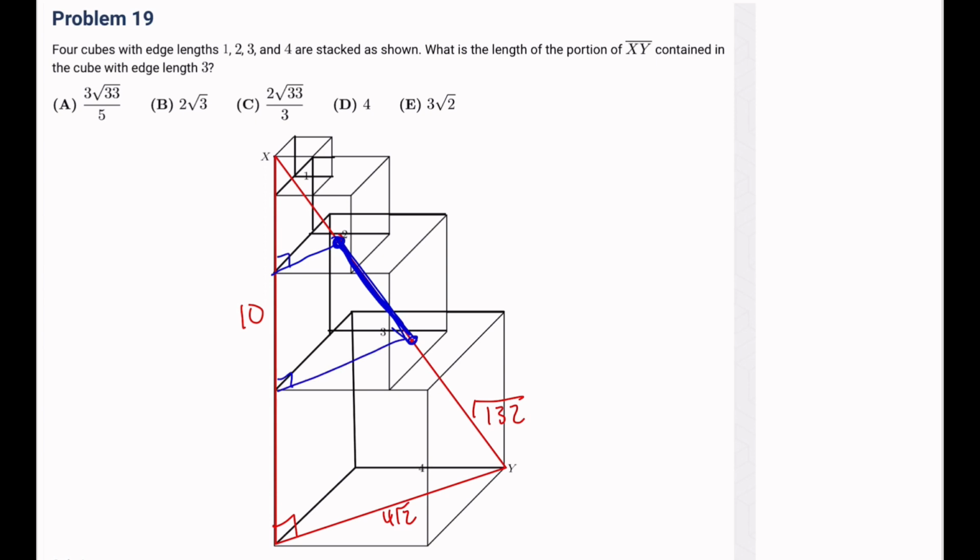And so the ratio of this length to this length is the same as the ratio of this length to this length, right? And since the whole thing is 10 and this is 3, that means this length is also 3 over 10 of the whole length XY, and the whole length of XY is root 132. This is 3 over 10 times 2 root, and then we have to divide 4 from 132. That will be 33. This is all over 5, 3 root 33, and so the answer is A.